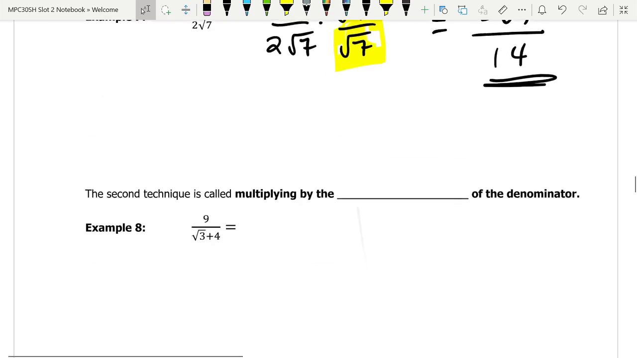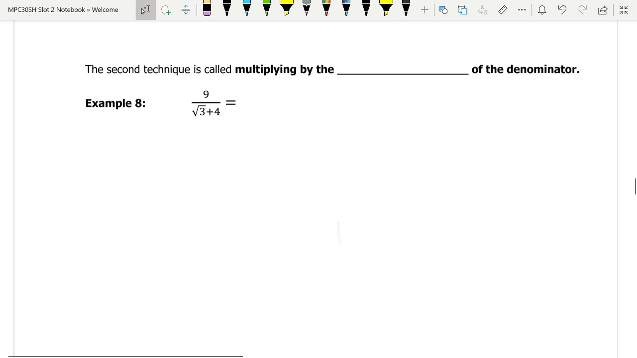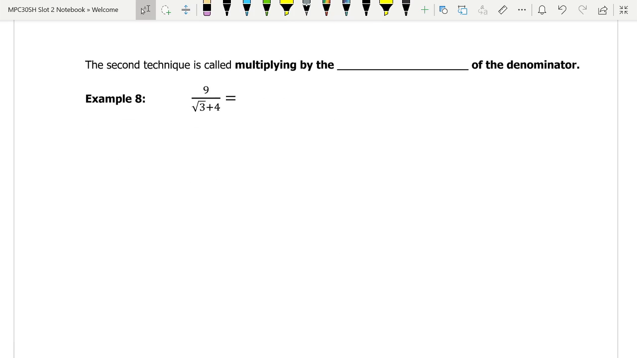But anyway, the second technique, oh, I get it. I thought they were saying there are 2 techniques for example 7. No, the second technique is for example 8, and it's called multiplying by the conjugate. That's the word they want in that blank. Conjugate. I don't know where that word comes from. You can conjugate verbs in languages, right? Anybody studying French? Nous sommes, vous êtes, all that. Prisons have conjugal visits. Don't know what that has to do with anything, but there's that same word.